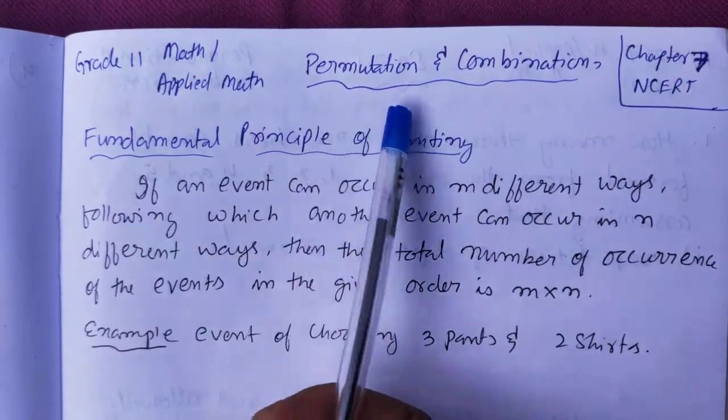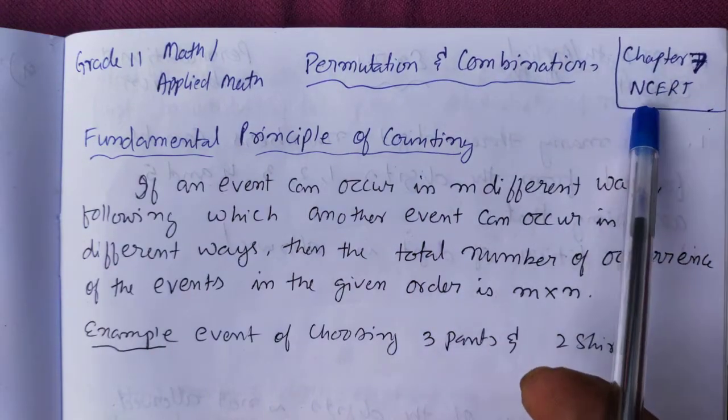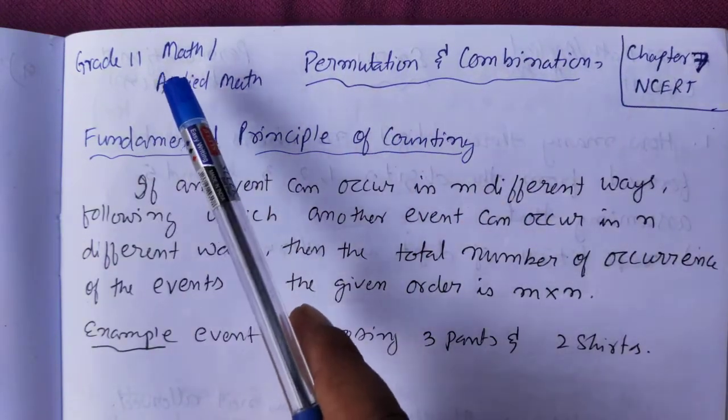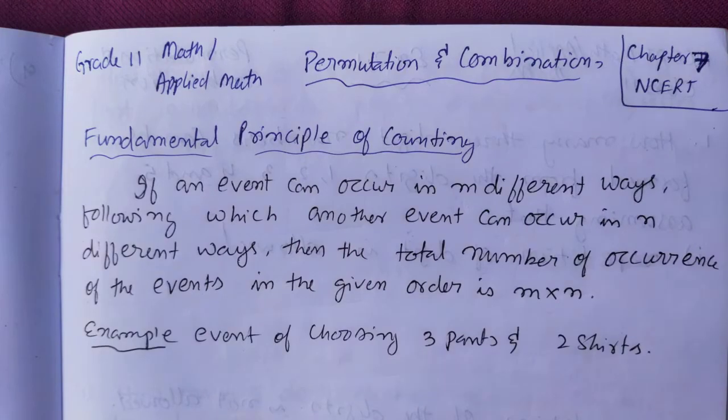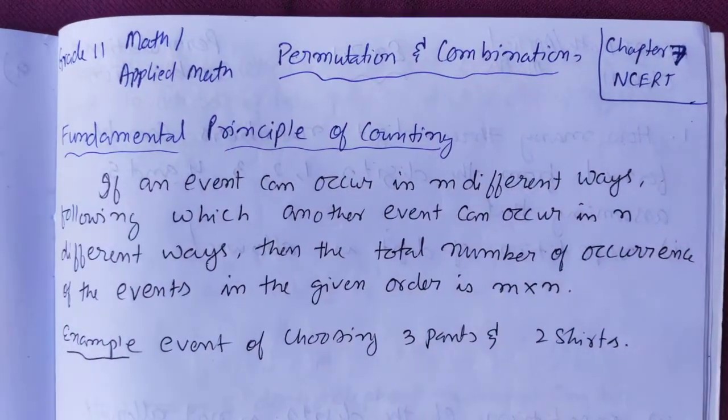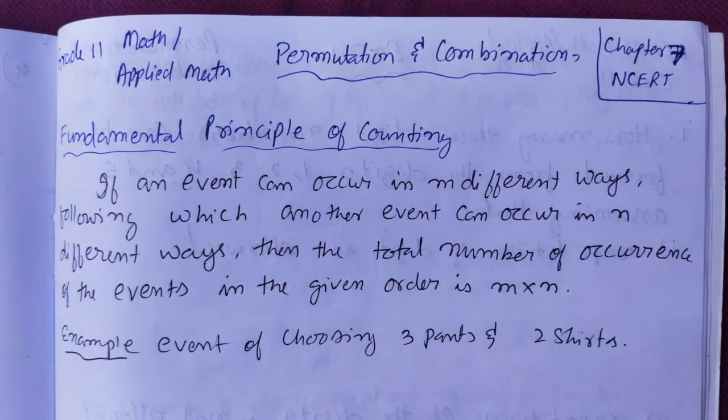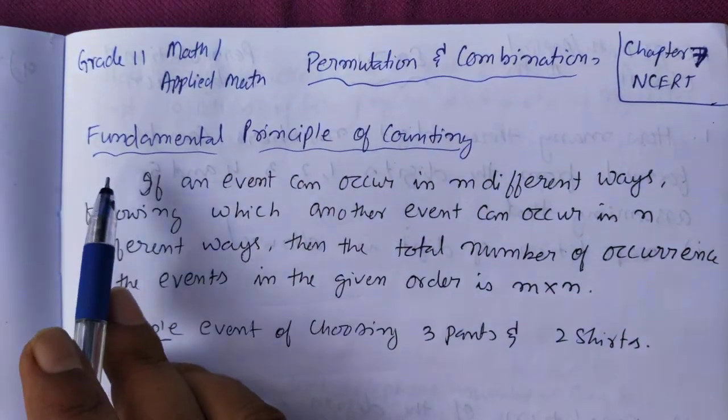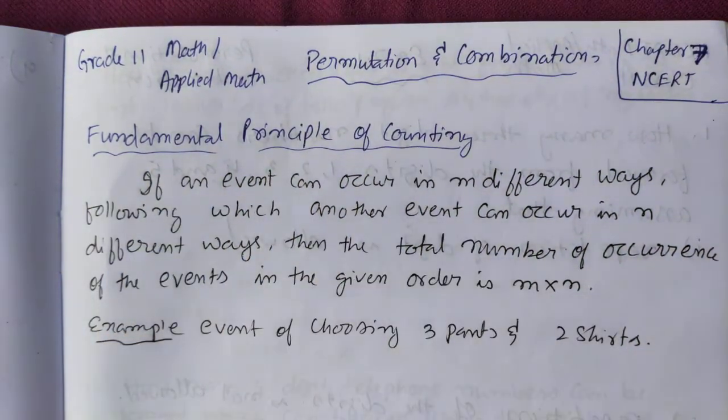Today we'll do permutation and combination from the NCERT textbook. This is applicable for maths and applied maths also. The syllabus is included for maths and applied maths also. Let us start with the fundamental principle of counting.